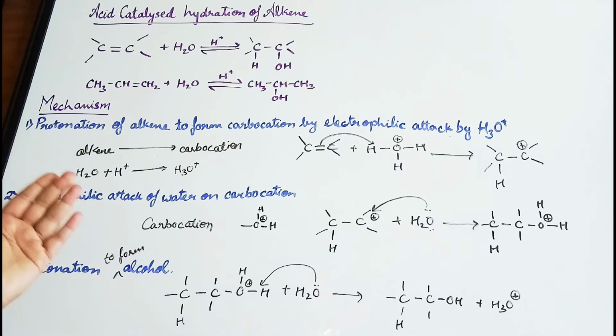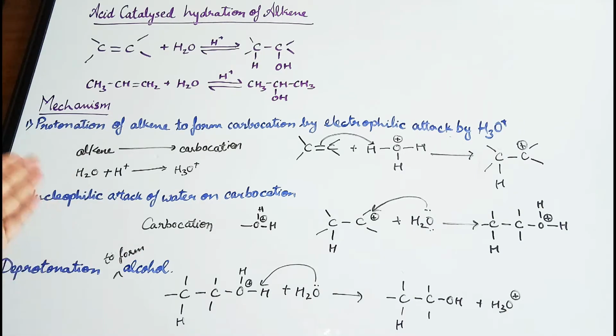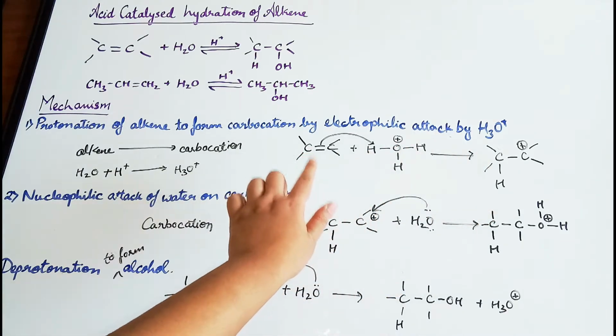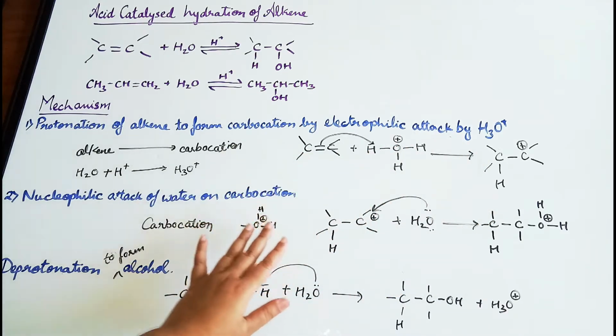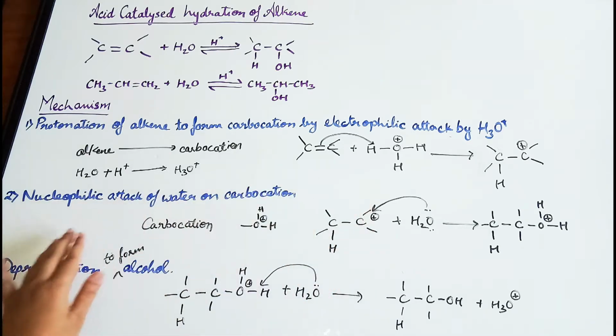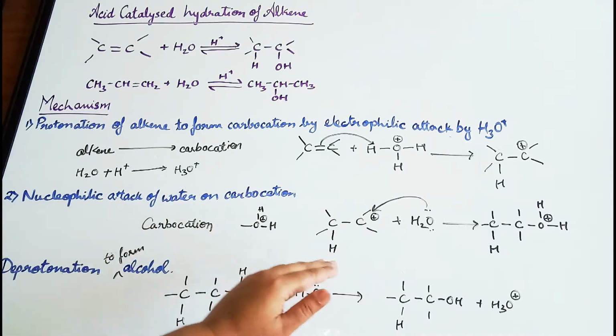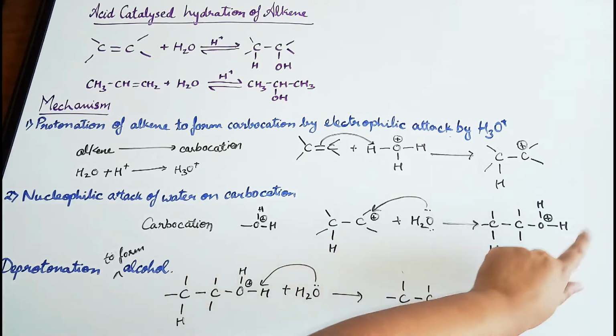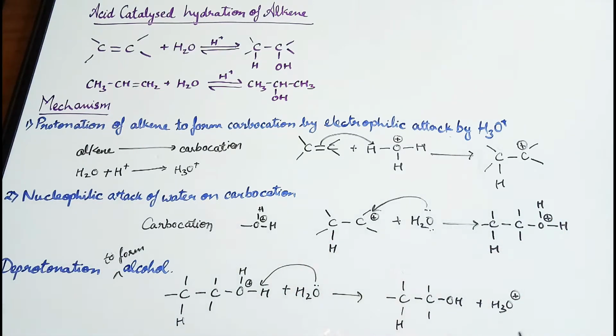So first step, what is happening? We have protonation of the alkene taking place. This leads to the formation of a carbocation. Protonation is taking place by the attack of an electrophile, that is H3O plus. Next, the nucleophile water is attacking the carbocation, and this leads to the basic bond formation between the carbon and the oxygen atom of the water molecule.